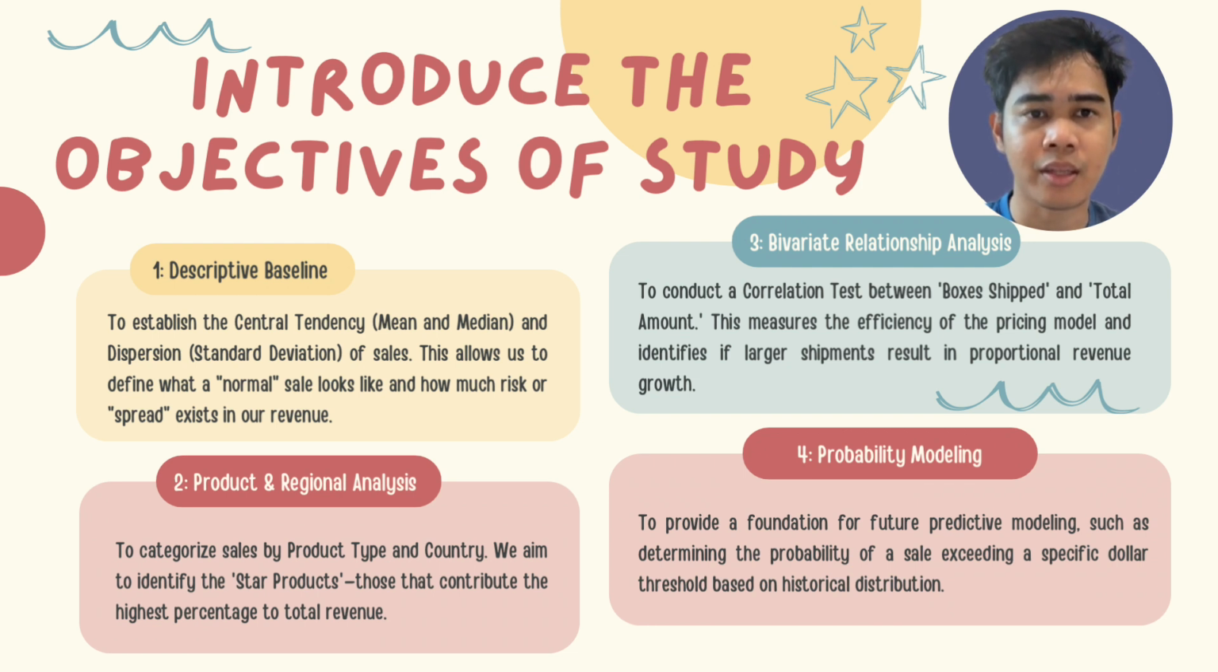Bivariate relationship analysis to conduct a correlation test between boxes shipped and total amount. This measures the efficiency of the pricing model and identifies if larger shipments result in proportional revenue growth. Probability model to provide a foundation for future predictive models, such as determining the probability of the sales exceeding a specific dollar threshold based on historical distribution.